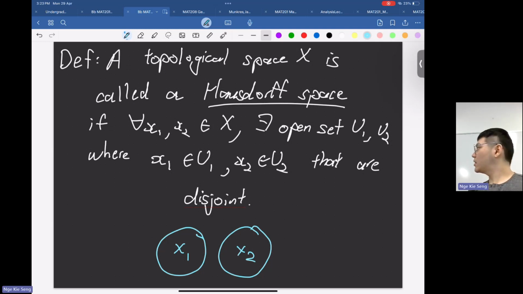S1, S2 must be extreme. Let me see. Yeah, right. You need to mention this thing. So x1, y1 need to be different. Otherwise, yeah, you cannot avoid intersection.